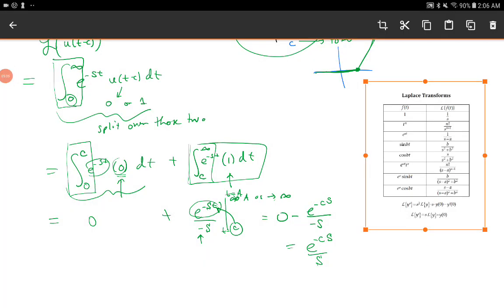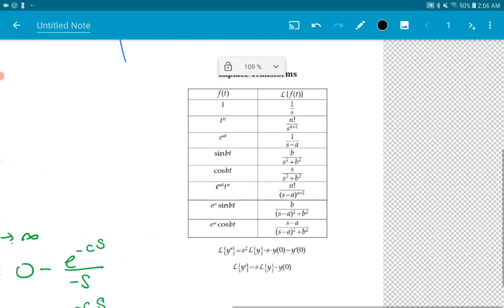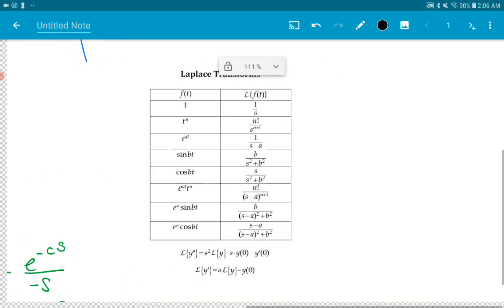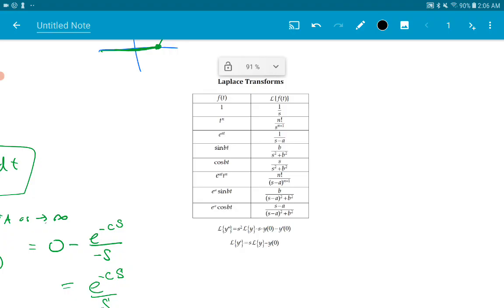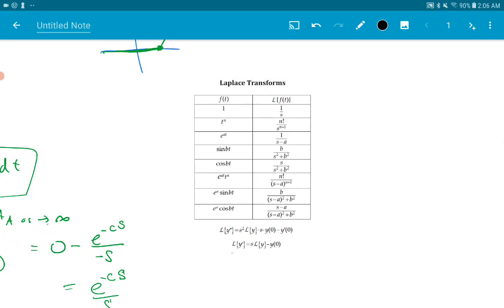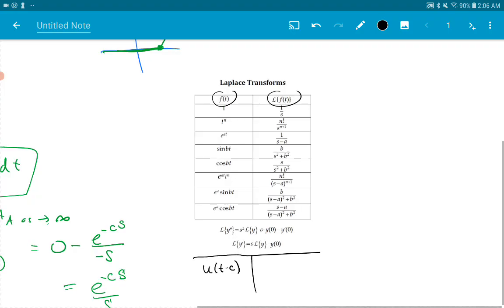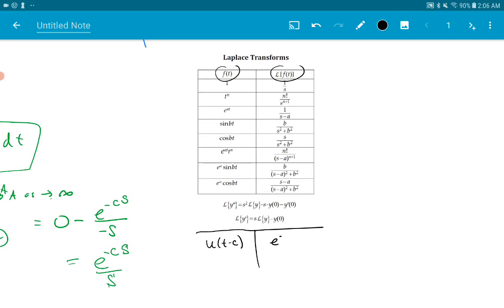Okay, so I just inserted this Laplace table we've seen before. I can now add this entry to the bottom. Let's skip over these two here. Make a new entry. If our input function is u of t minus c, the Laplace transform of that function is what we just found out. It's e to the negative cs over s.